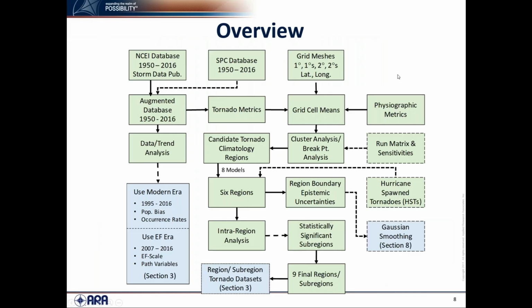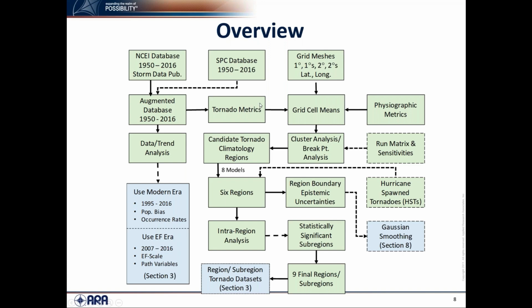So let's talk about this. Another busy flow chart. Again, I'm only going to be able to hit some of the highlights here as we've got a lot to go through. We just want to give you a flavor of all the things that we worked on. We start out with some of the key elements from the NCEI database and the SPC database. We merged those together, and then created an augmented database. We did some data cleansing, developed some tornado metrics, and worked on understanding what's going on.